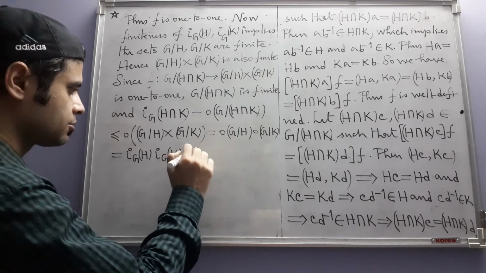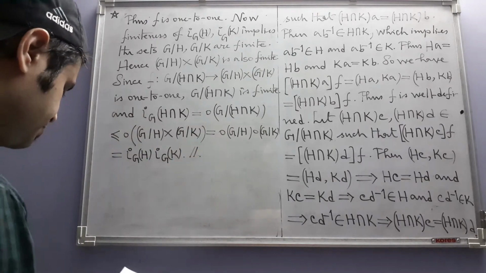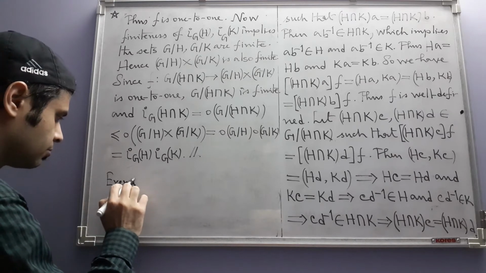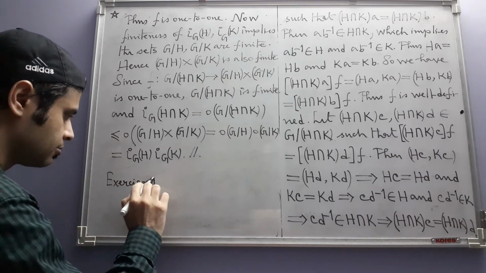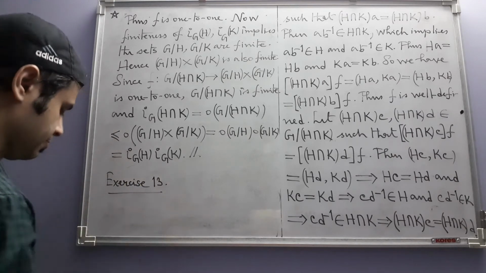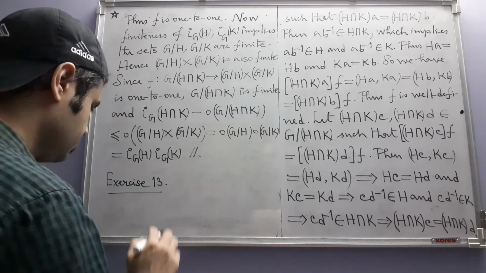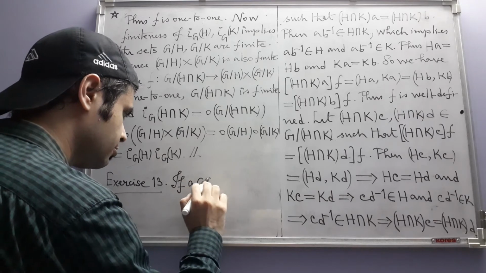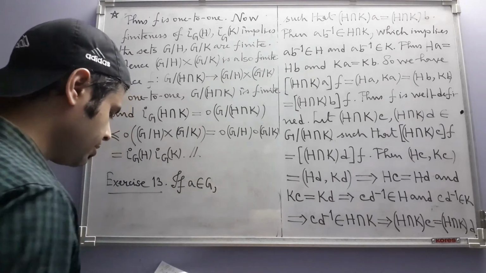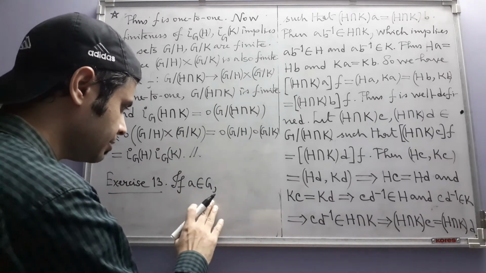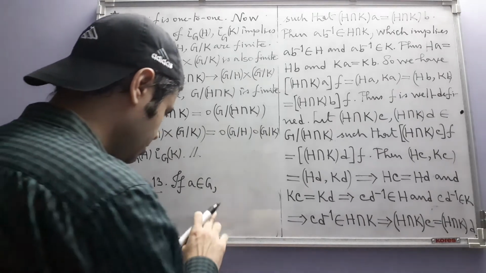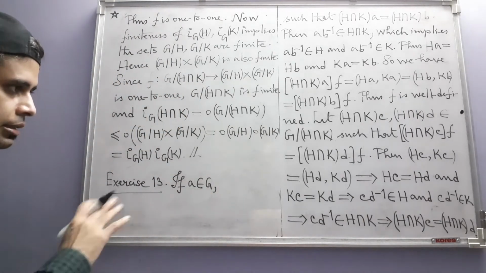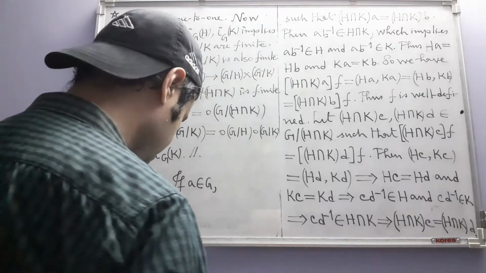So here the solution ends. Then we move on to the 13th exercise. If a belongs to G, when you see G without anything else, you just see the symbol capital G, you have to assume that here G is a group.